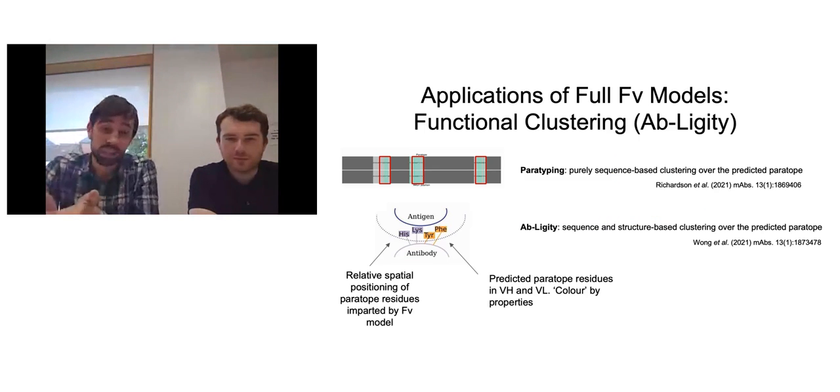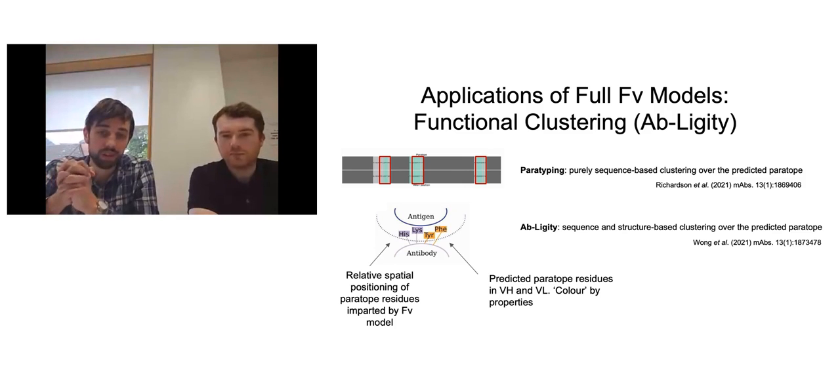So that was just literally using the back prediction of the FV domain, but the sequence of the antibody, so we can use some of this information as well. It's not off limits to us. And this is really the idea behind the ABlgity software.